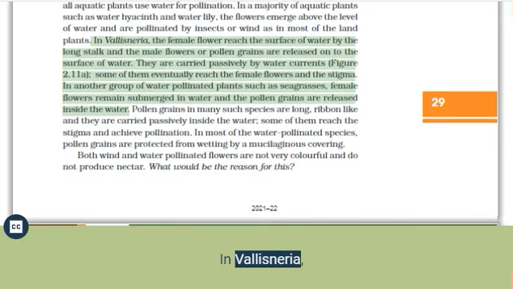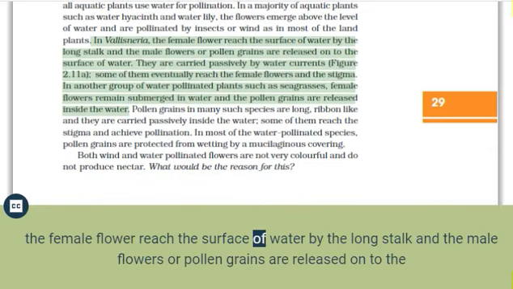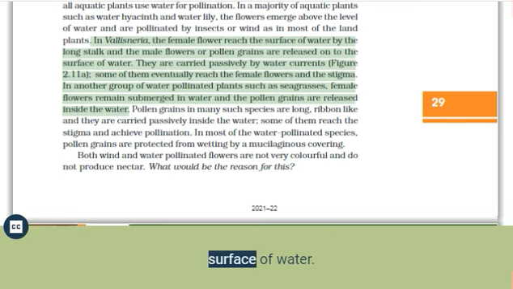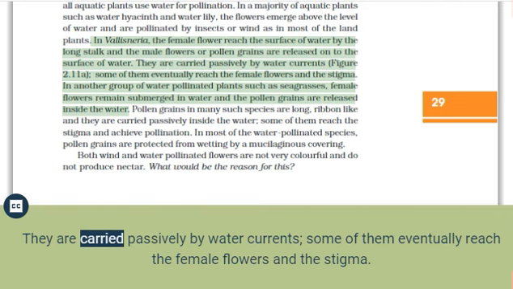In Vallisneria, the female flower reaches the surface of water by the long stalk and the male flowers or pollen grains are released onto the surface of water. They are carried passively by water currents. Some of them eventually reach the female flowers and the stigma.